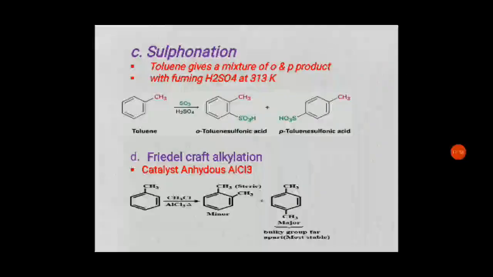That second product, that is the para product, will be in a major amount, because the bulky group is far apart from the methyl group. Therefore this para product is obtained in major amount and the ortho product is obtained in minor amount.